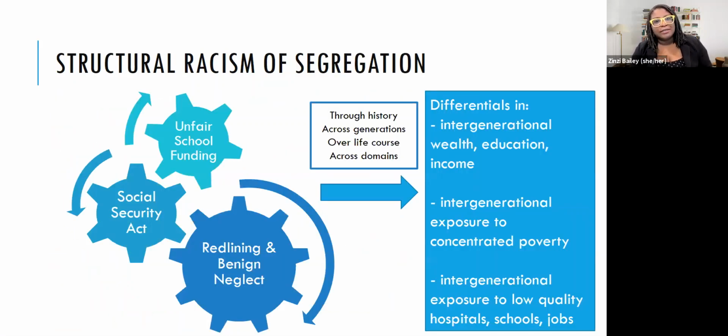Through the structural racism of segregation, redlining and benign neglect are teamed with restrictive covenants, zoning, and neoliberal market forces, as well as the discriminatory Social Security Act of 1935, unfair school funding, and concentrated policing over the life course, over generations, and across domains to produce differentials in wealth, education, income, exposure to concentrated poverty, and intergenerational exposure to low quality hospitals, schools, and jobs.